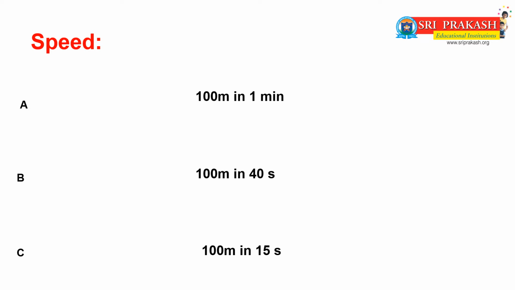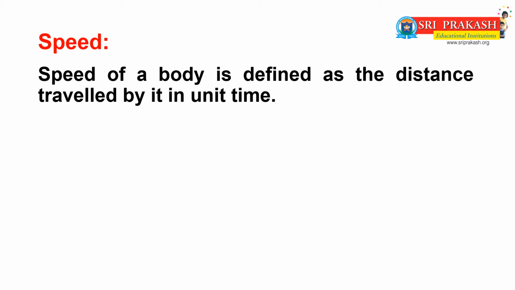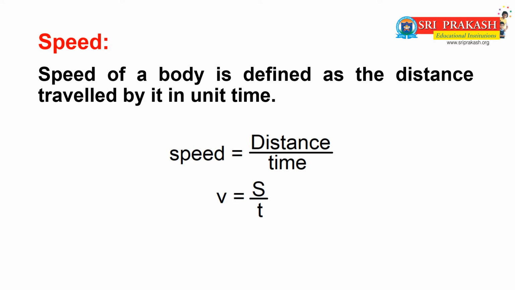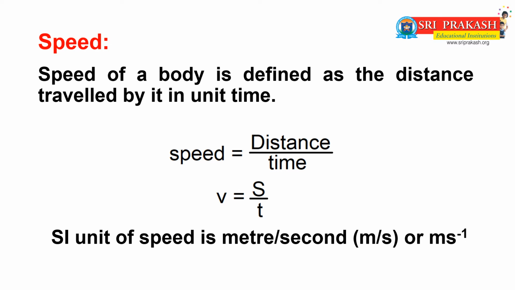If we have these two, then we can easily calculate the speed. Going to the definition of speed. Speed of a body is defined as the distance traveled by it in unit time. The formula for speed is speed equal to distance by time. The symbol for speed is V. V is equal to S by T. SI unit of speed is meter per second.